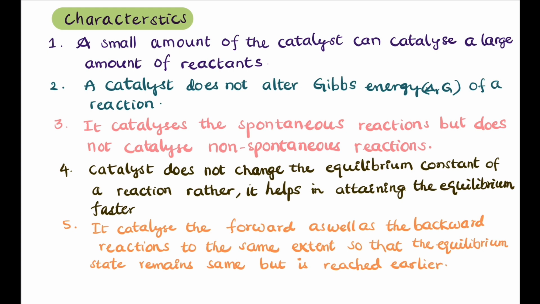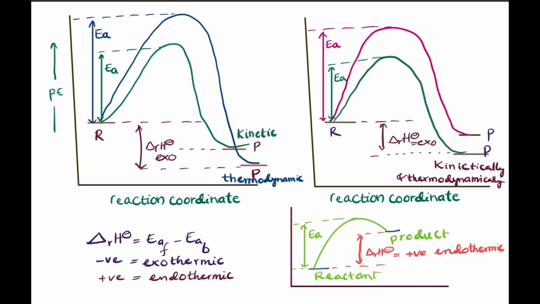A catalyst catalyzes the forward as well as the backward reaction to the same extent, so the equilibrium state remains the same but is reached earlier. K forward by K backward, therefore the forward and backward reaction rates are equally increased. Next one. Now we draw a graph between potential energy and reaction coordinate. We have the reactant converted into product with a different energy of the product. One is the blue color graph that is converted into product. Then it has activation energy Ea in blue color.